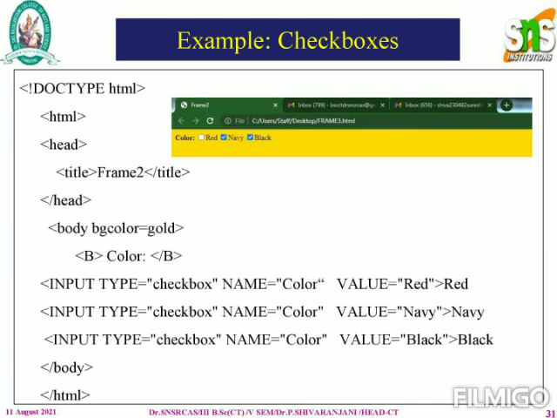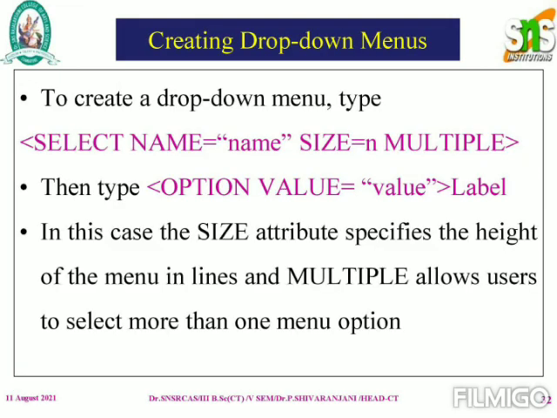So the next I'm going to create is drop-down menus. So by using select you can type name equal to name and size is equal to n, multiple. Then you can also type the optional values followed by name. In the case of the size attribute, it will specify the height of the menu in lines, and multiple will allow the user to select more than one menu option.